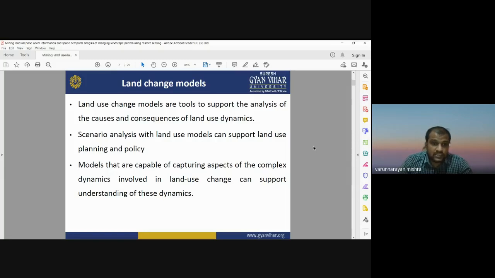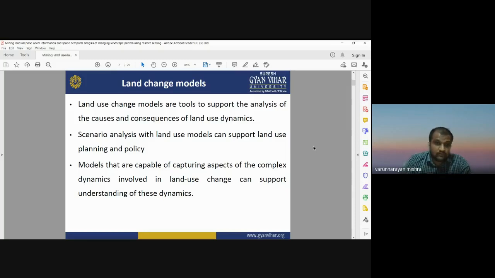So, the scenario analysis. Scenario means we need to define some scenario. A scenario may involve different variables, different factors, different constants. So scenario analysis with a land use change model can support land use planning and policy. Depending on the past trend, we can go for future scenarios and future prediction, and that information will be very useful to support planning and policy in the near future related to urban planning, or when you are going for sustainable urban development and sustainable urban planning.